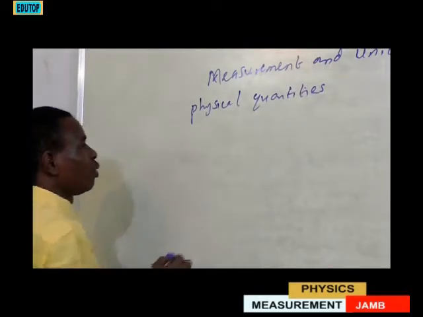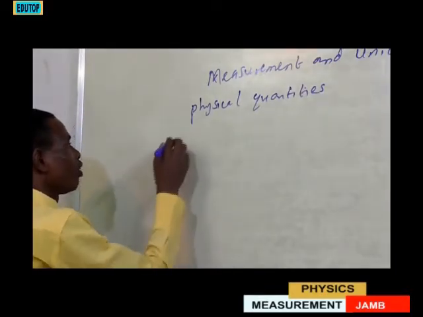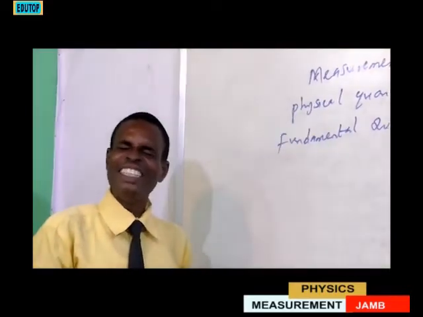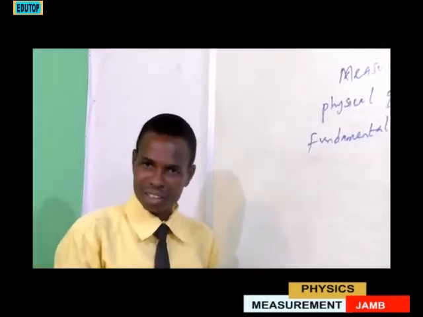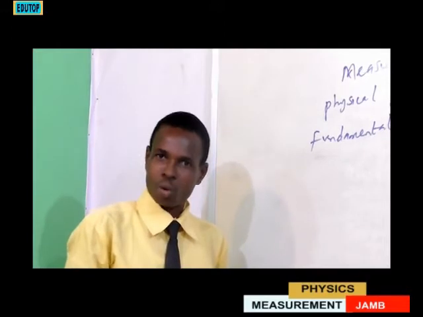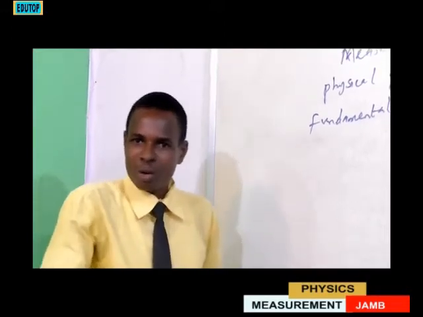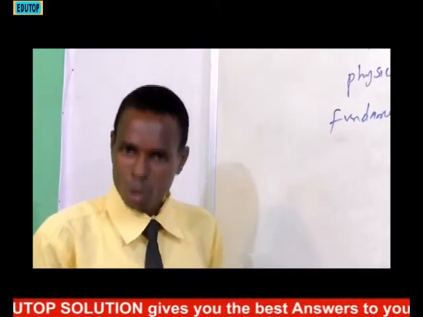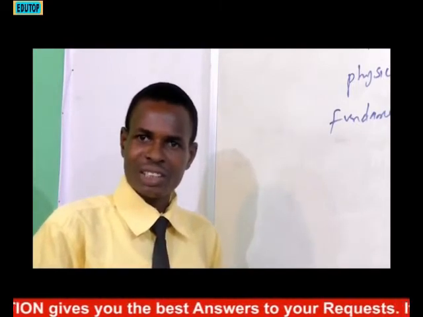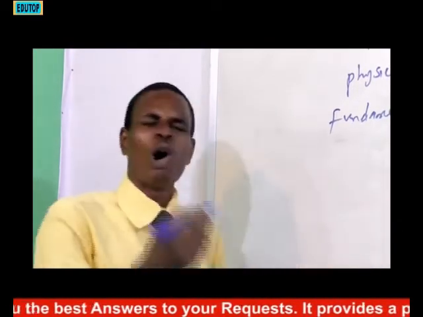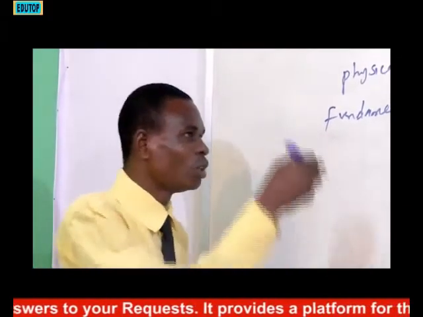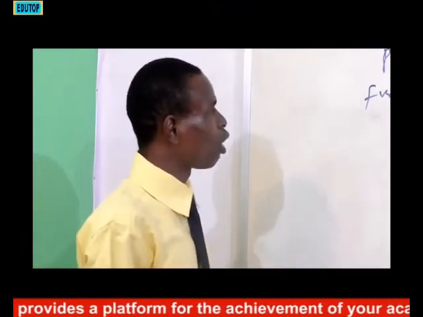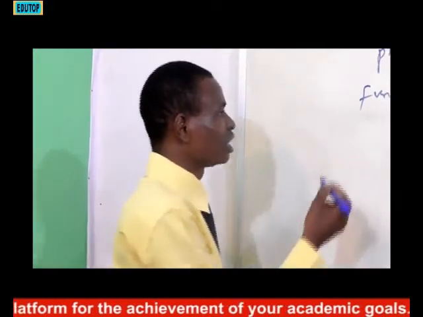Under physical quantities, I will quickly talk about fundamental quantities. We define fundamental quantities as independent quantities. When we say something is independent, it can stand on its own. It doesn't have to depend on other quantities before it can perform its operation. Other quantities depend on them. So what are the examples of fundamental quantities? Please follow me.